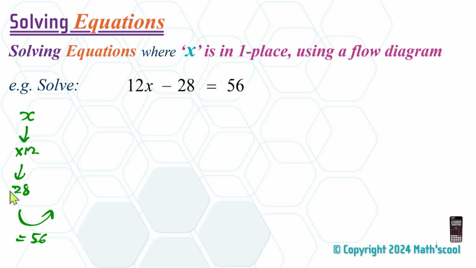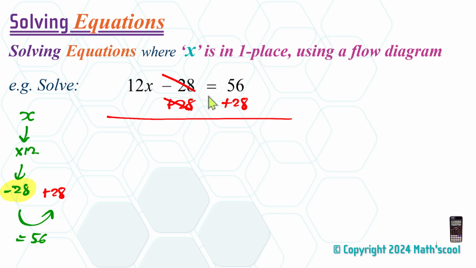Now I want to do the opposite of the minus 28. The opposite of minus 28 is plus 28. So I'm going to add 28 to both sides. Just do it once on each side. The minus 28 and the plus 28 cancel each other out. That's why I did it. So on the left hand side, we get 12x. And on the right hand side, we get 84.